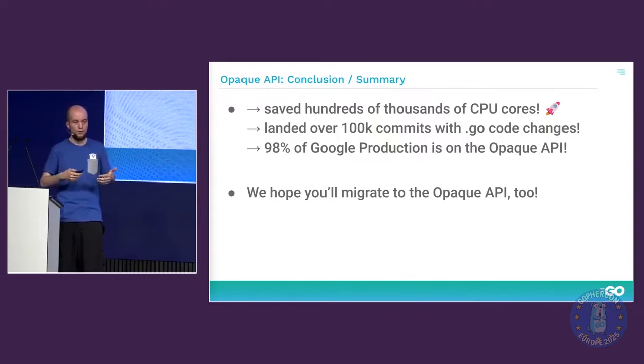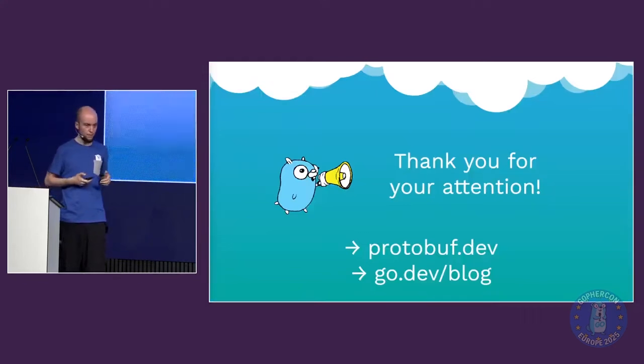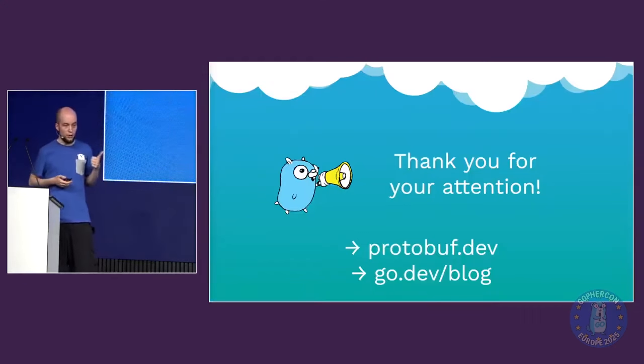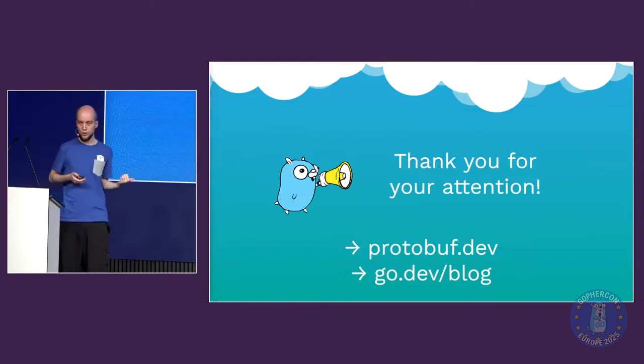In fact, as we do follow-up feature development and further optimizations and so on, those will very likely target the Opaque API. So we hope that you'll eventually also migrate to the Opaque API, or at least use it for your new developments. All right, so with that, I'm going to refer you to two good sources of further information.